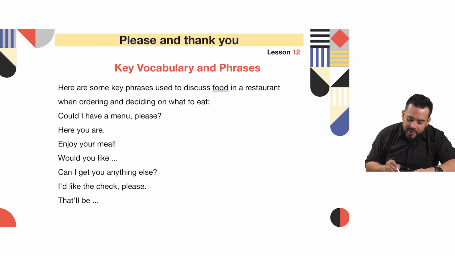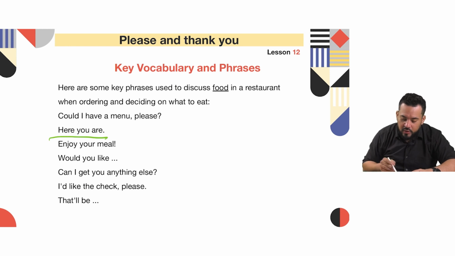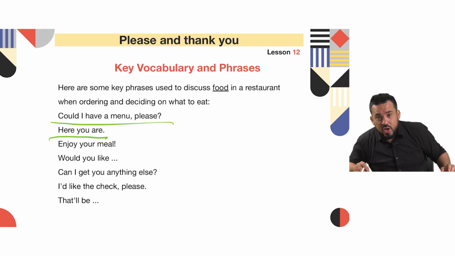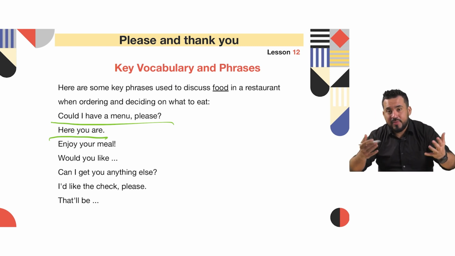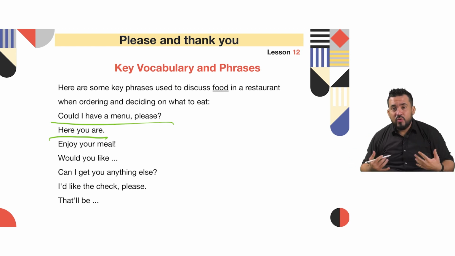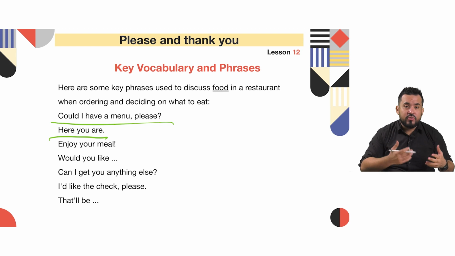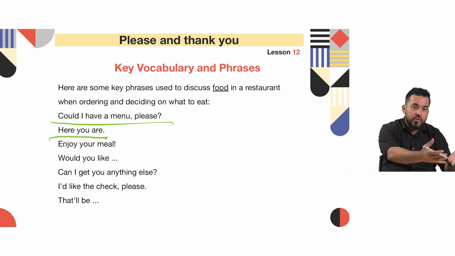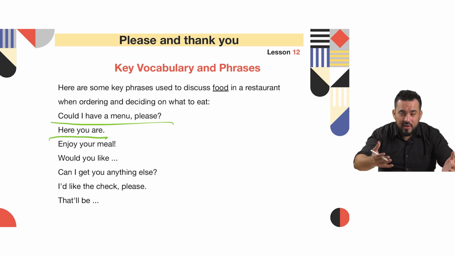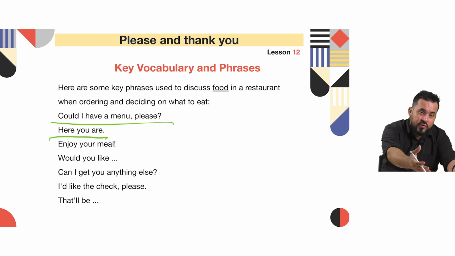First one is, could I have the menu, please? When you first go to the restaurant, you ask the waiter or the waitress politely, could I have the menu, please? Normally, when the waiter or the waitress brings the menu, they will say, here you are, or here you go. It means the same thing. It's a polite way of giving someone something.